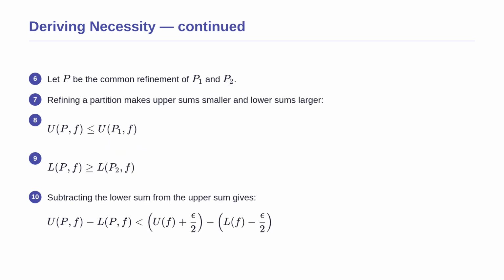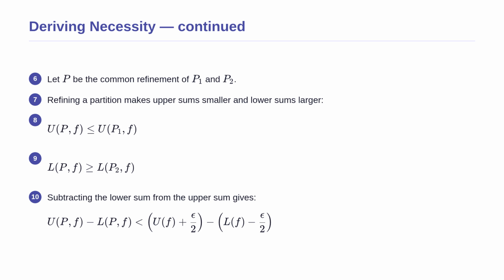Continuing with the necessity proof, we have two excellent approximations, but they come from different partitions. To use them at the same time, we combine all the dividing points from both partitions into a new master partition called a common refinement. The mathematical intuition here is that adding more points to a grid always makes our approximations better. The upper sums get smaller and the lower sums get larger.